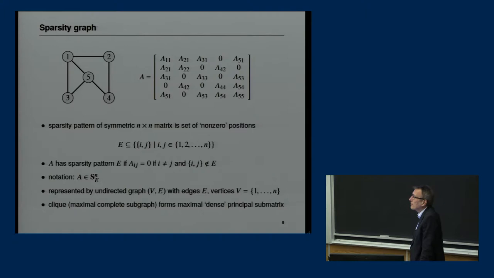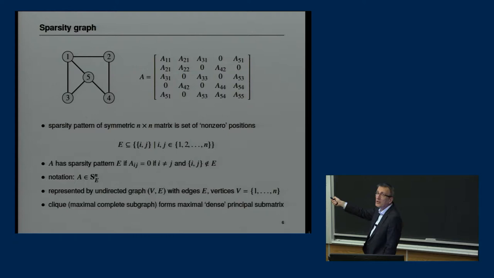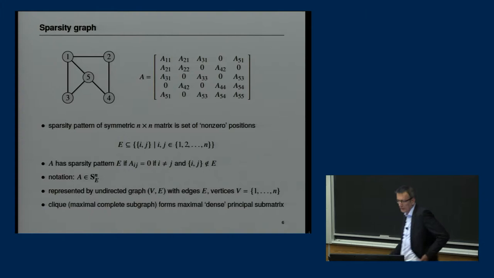E will always denote a sparsity pattern, or equivalently, the edge set in this undirected graph. This definition also implies that if a matrix has a certain sparsity pattern, and you add an edge between two vertices in the sparsity pattern, then that's also a valid sparsity pattern for the same matrix. You can always extend the sparsity pattern by adding edges to an existing sparsity pattern, unless it's completely dense. That's called an extension of the sparsity pattern. And the notation I'll use is this: this stands for the symmetric matrices of order n with sparsity pattern E, where E is the edge set in the graph.